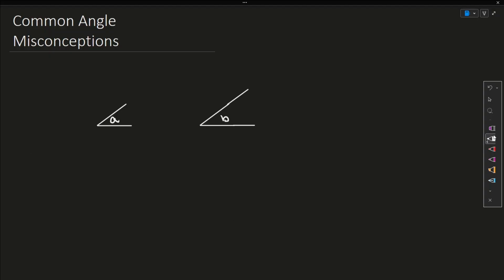Next, let's look at Scout's reasoning. Scout also compares these angles, but he actually uses a ruler to measure this distance right here. So he lines a ruler up right here, and let's say he measures this one to be 2 inches. And then he lines a ruler up right here, and let's say he measures this one to be 4 inches.